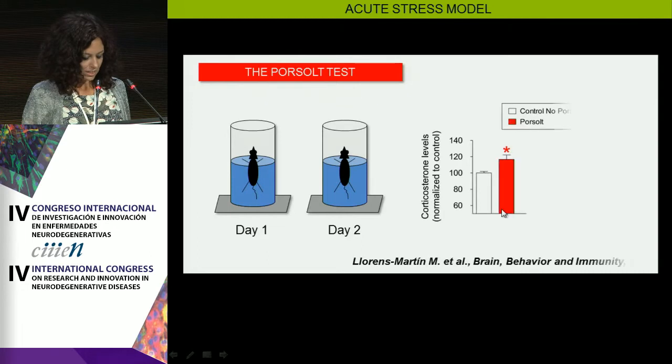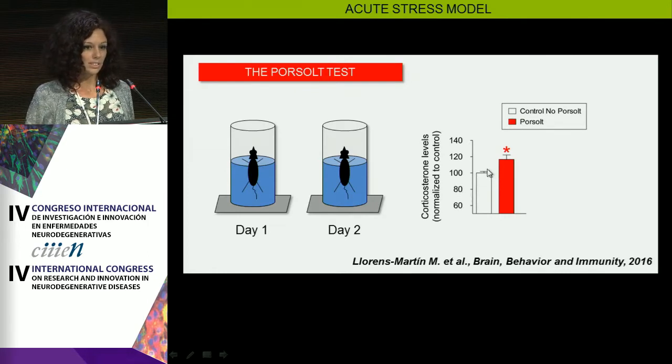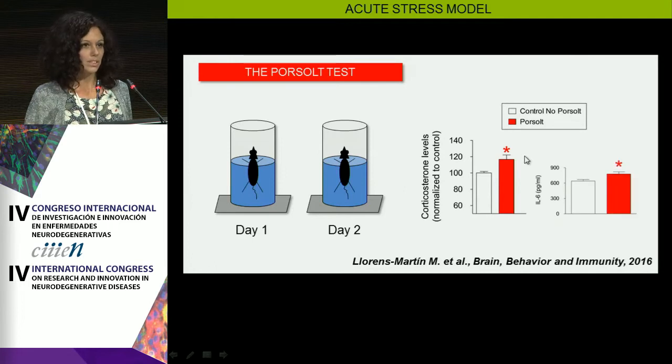As it's already known, this acute stress protocol triggers an increase in the levels of circulating corticosterone that is transient. We demonstrated that this occurs just immediately after the conclusion of the test, but disappears 24 hours later. And also, we demonstrated that acute stress increases the levels of interleukin-6, a pro-inflammatory cytokine very important for the development of major depression in patients.